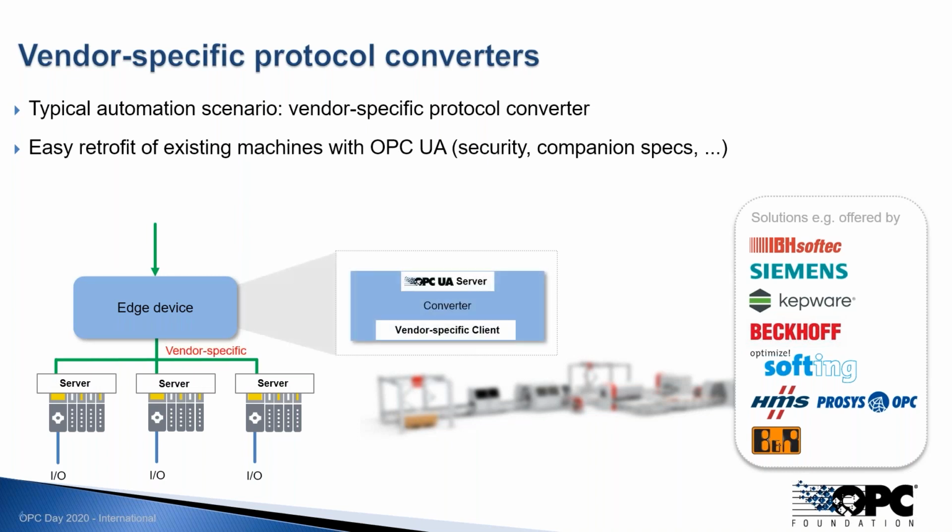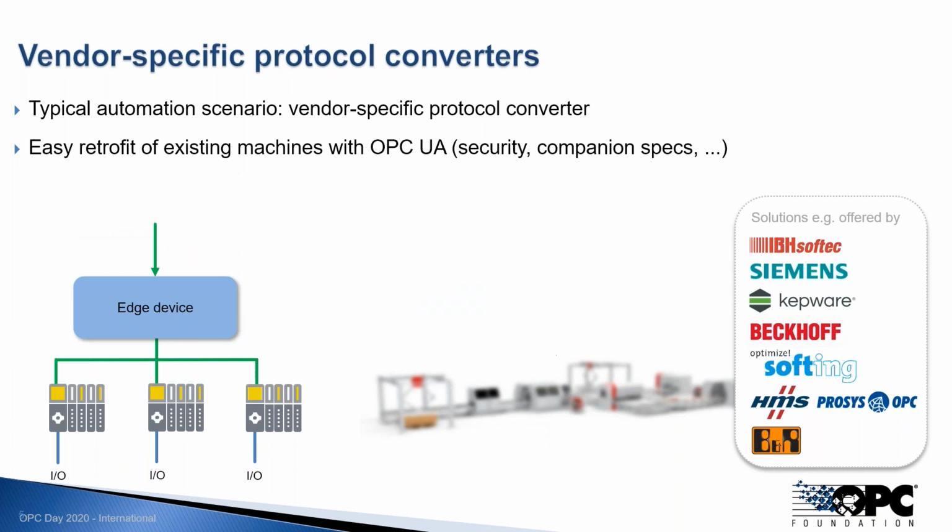We see that we have that here marked as a converter, and this is then accessed through the OPC UA client from the MES system or from the cloud system to the machine. We will see in the later scenarios that we have other possibilities here. But for the first, let's stick to that. So this is a retrofit for having a communication which is capable of security and also of companion specifications.